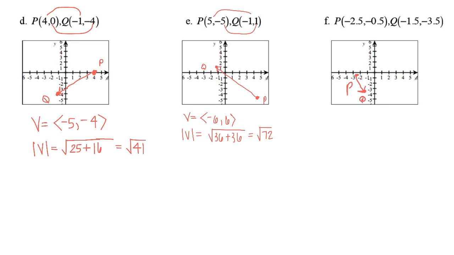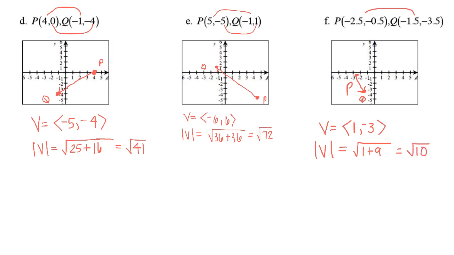And let's look at our coordinates for vector V. So for vector V, we're going to have negative 1.5 minus a negative 2.5, so negative 1.5 plus 2.5, so that's going to give us a 1. And then comma, negative 3.5 minus a negative 0.5, so that looks like we're going to have a negative 3. And then our magnitude for vector v, square root of 1 squared plus negative 3 squared, so we're going to have the square root of 10.